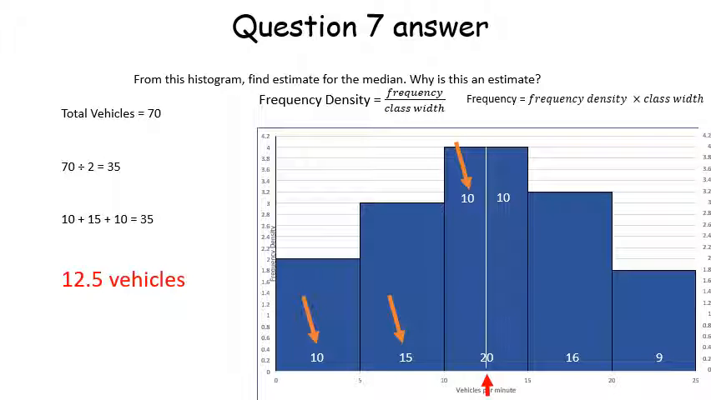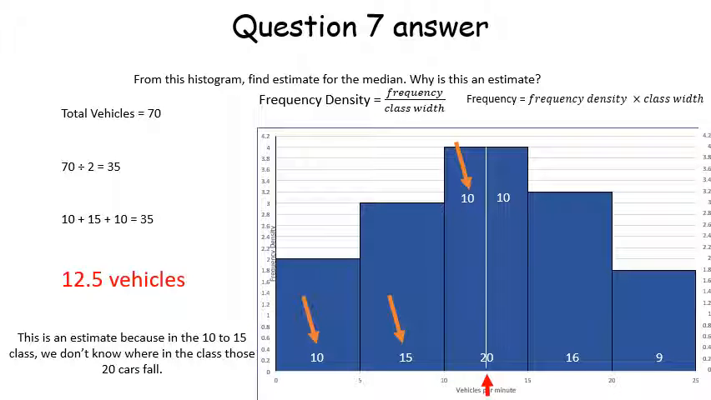We know this is just an estimate because in the 10 to 15 class we don't know where those 20 cars fall. They could actually fall between 12.5 and 15, but we distribute them evenly.